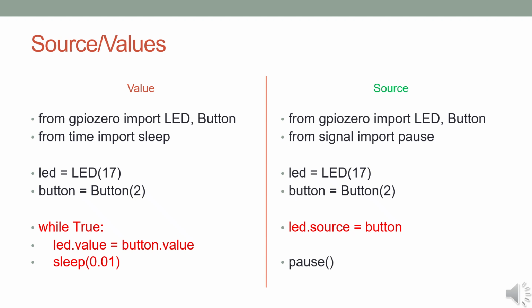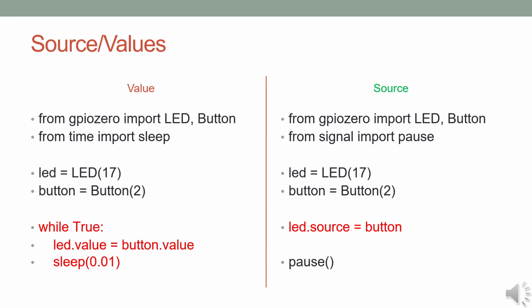When we compare the two techniques, the .value method is better suited for simple experiments, debugging, or when you need to perform additional logic on each loop iteration. It gives you explicit control over when and how updates occur, but at the cost of efficiency. On the other hand, source is the more elegant and efficient choice for directly linking devices without extra processing. It's ideal for projects where the output should always mirror the input without additional computation.